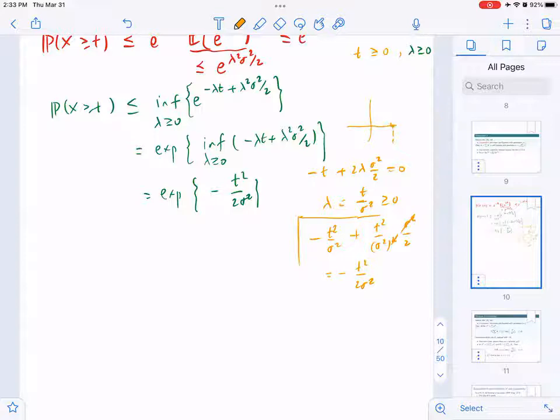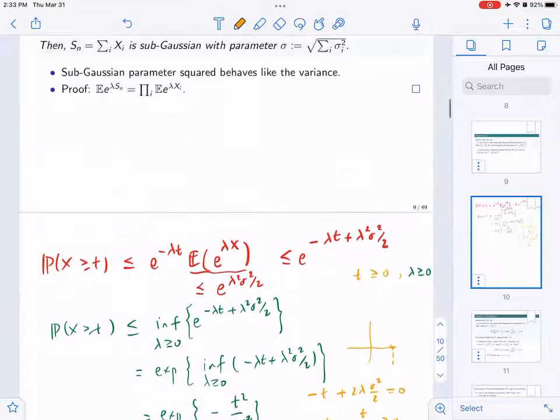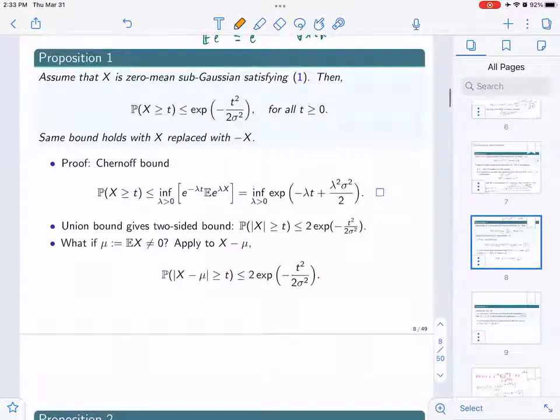Otherwise, that's all there is to it, and we prove this result. Okay, question? Okay, you might think this is not that interesting because this is just one random variable. It doesn't seem like concentration.